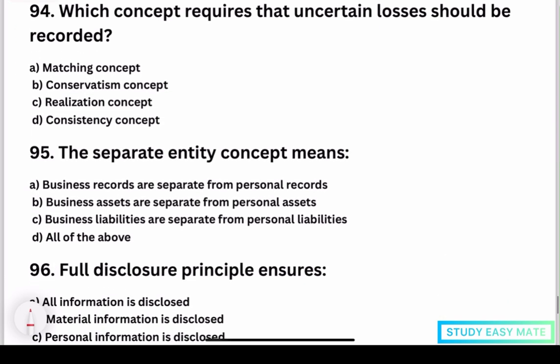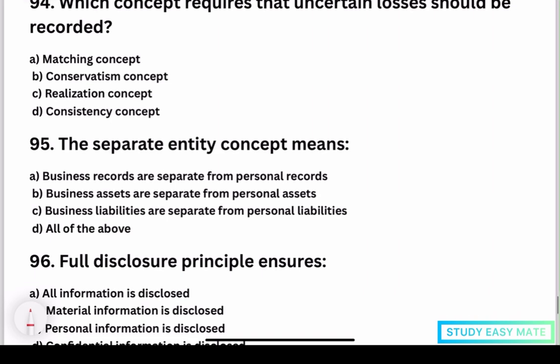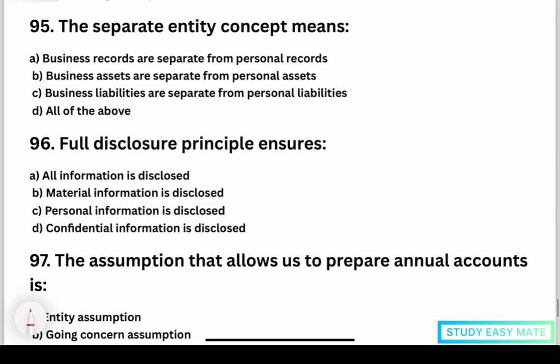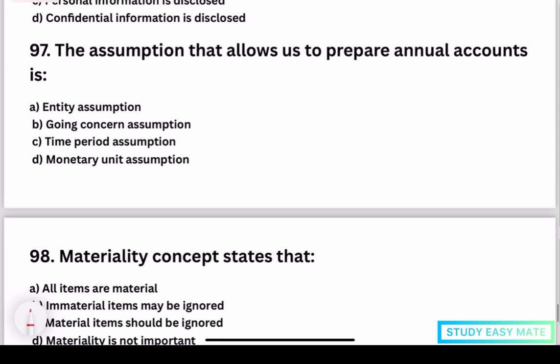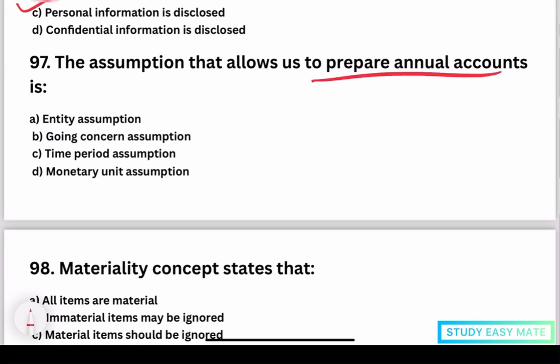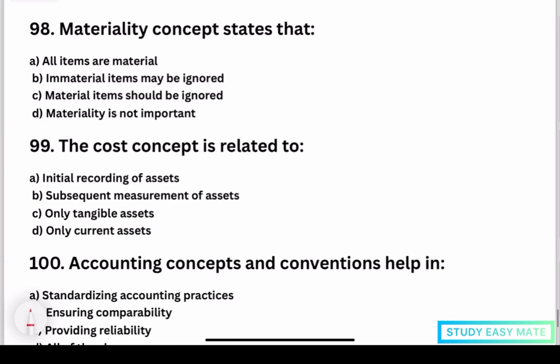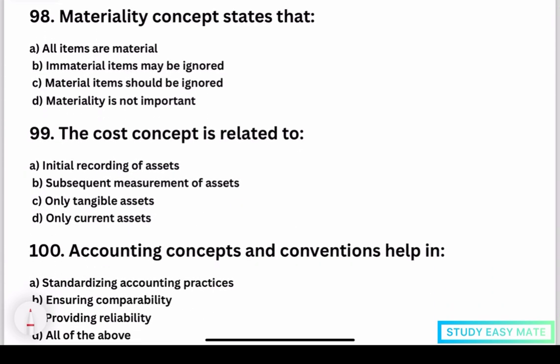So 94, which concept requires that uncertain losses should be recorded? Conservatism concept. The separate entity concept means all the above. The full disclosure principle ensures material information is disclosed. 97, the assumption that allows us to prepare annual statements is the time period assumption. The materiality concept states that immaterial items may be ignored.